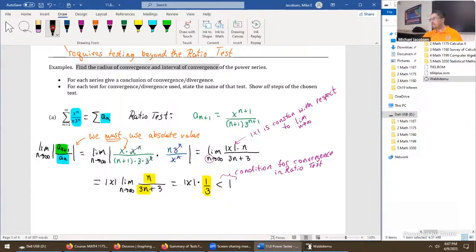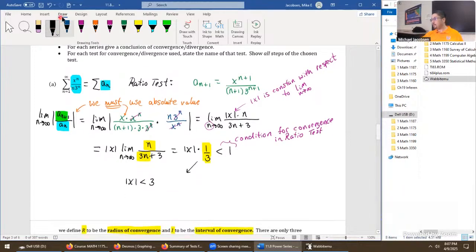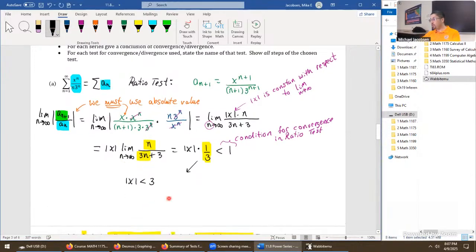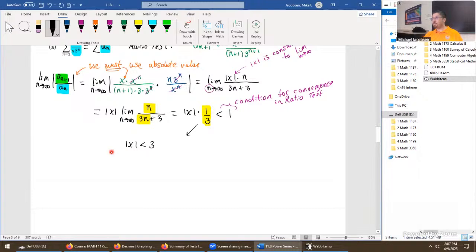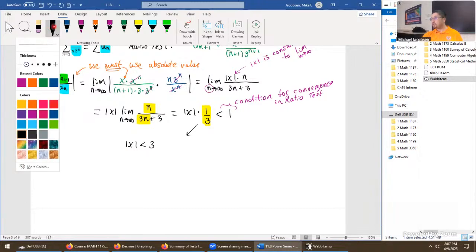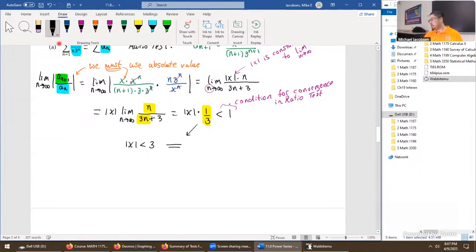So once we do that, we can say, continuing on, the absolute value of x is going to be less than 3. All I've done is clear the denominator. This has given us one important value already. If the absolute value of x is less than 3, then this tells us the radius of convergence itself is 3. We want both the radius and the interval, so that's half the information.